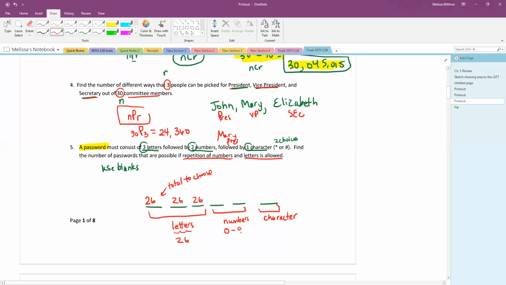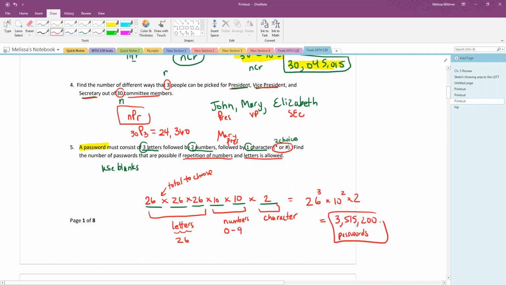Numbers are the digits 0 through 9. So just look at your calculator and you'll see that there's 10 total digits to pick. And then the characters, we could pick one of these two symbols, so there's two choices. And then we use the fundamental counting principle that says you multiply the number of ways to pick each event. And to simplify this, you could also use exponents. You could do 26 to the third power times 10 to the second power times 2. And that's going to give you 3,515,200 passwords that are available.